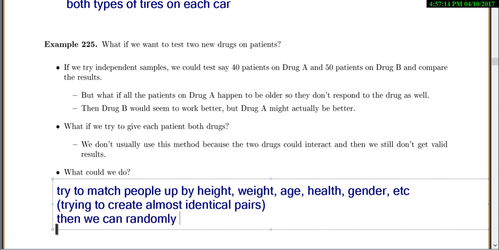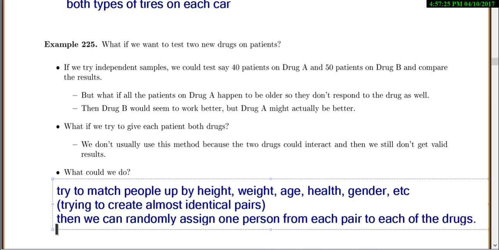And then we can randomly assign one person from each pair to each of the drugs. And that way, each of the 2 groups should be fairly similar.